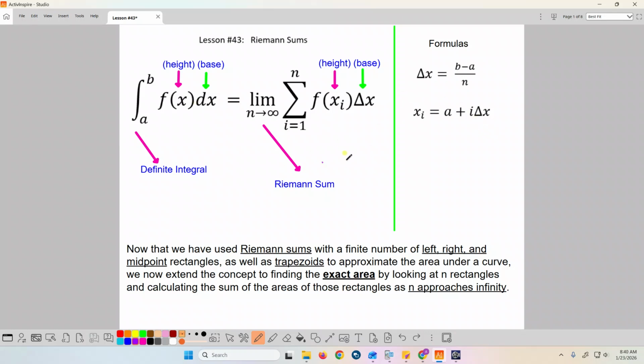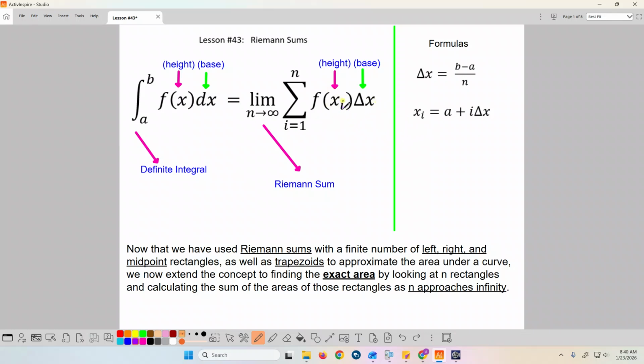When we see something like this on the right side of the equation, we're talking about a Riemann sum. This notation looks kind of funky, right? This is a summation symbol, and you may have seen that before. Remember, as n approaches infinity, we use the same concept of the number of rectangles. That means height times base, or base times height.